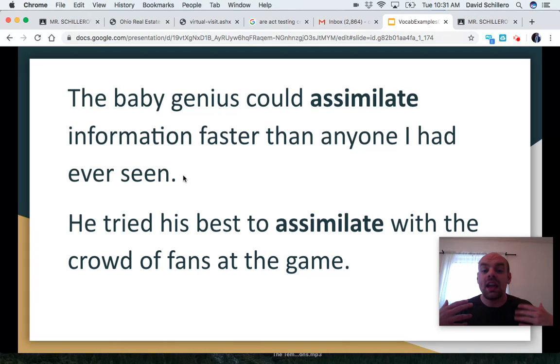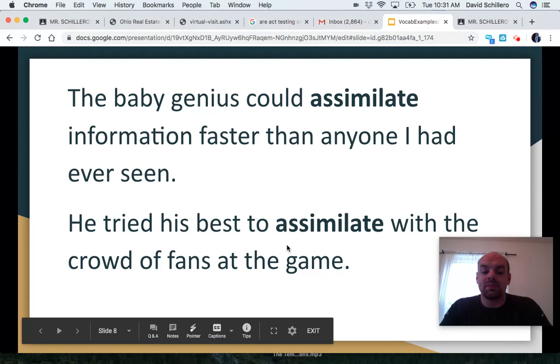Our second example says, he tried his best to assimilate with the crowd of fans at the game. Maybe he wasn't a big sports fan and he just wanted to blend in, or assimilate, with the crowd of fans. So two different ways we can use that word.